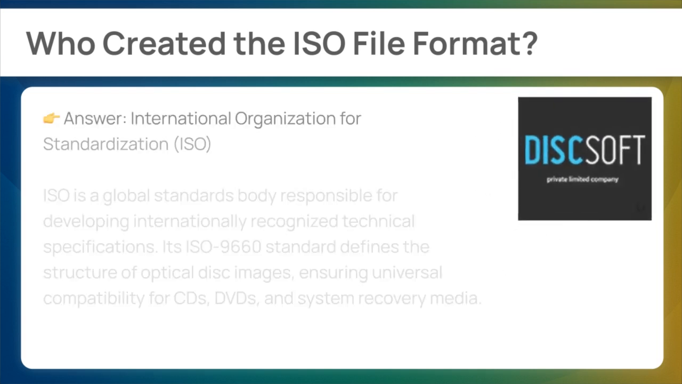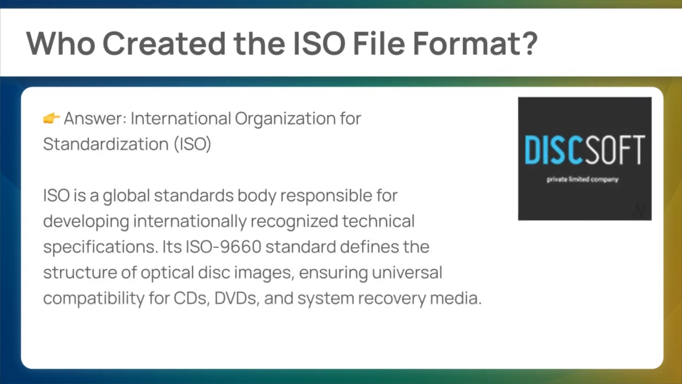Governed by the ISO 9060 standard, the format is designed for universal compatibility. Its structure is simple, a direct binary copy of the disk's file system. The file needs to be mounted as a virtual drive or extracted by archive software like 7-Zip to access the files within.